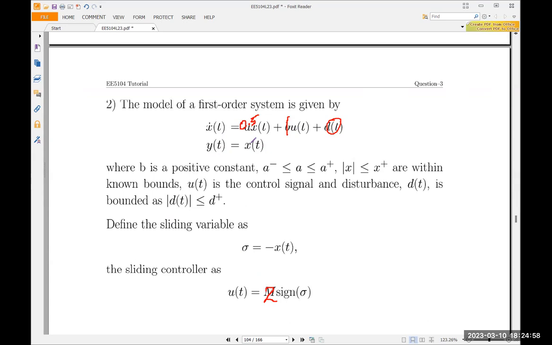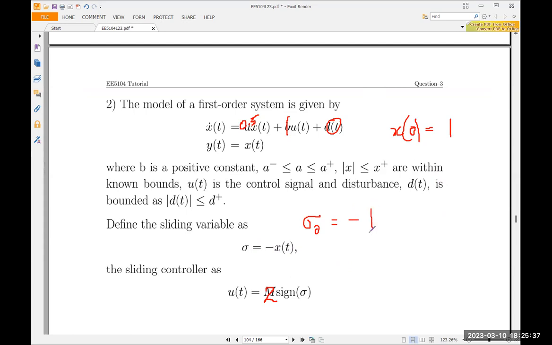So now, the first thing we want to see is the question says the starting point X naught is equal to 1. So X naught is equal to 1, which means, let's say you're 1 kilometer from home or something like that. So what is sigma naught? Sigma naught is just minus X. So sigma naught would be equal to minus 1.